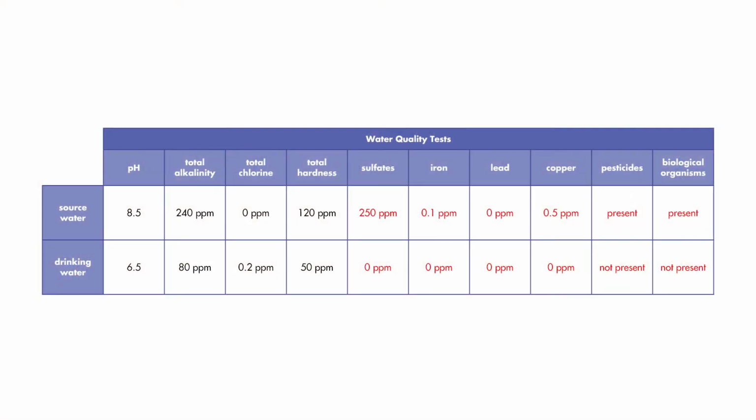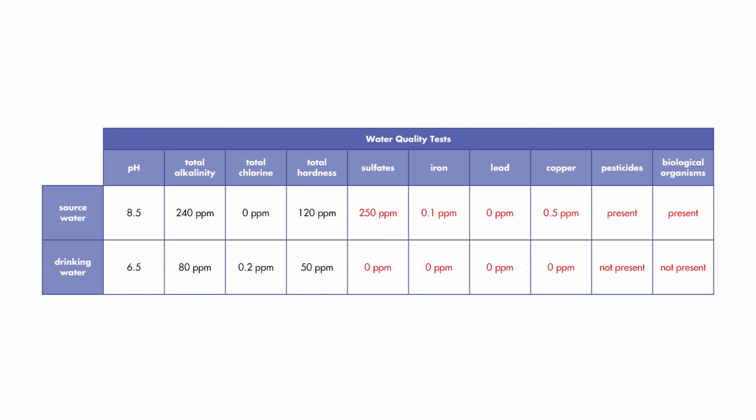We also have tests for other contaminants, such as sulfates, iron, lead, copper, pesticides, and biological organisms. Biological organisms include bacteria and algae. Here are the results of our complete test of both water samples. As we can see from the test results, the source water contains more contaminants, including sulfates, iron, and copper. It also contains pesticides and potentially harmful biological organisms.